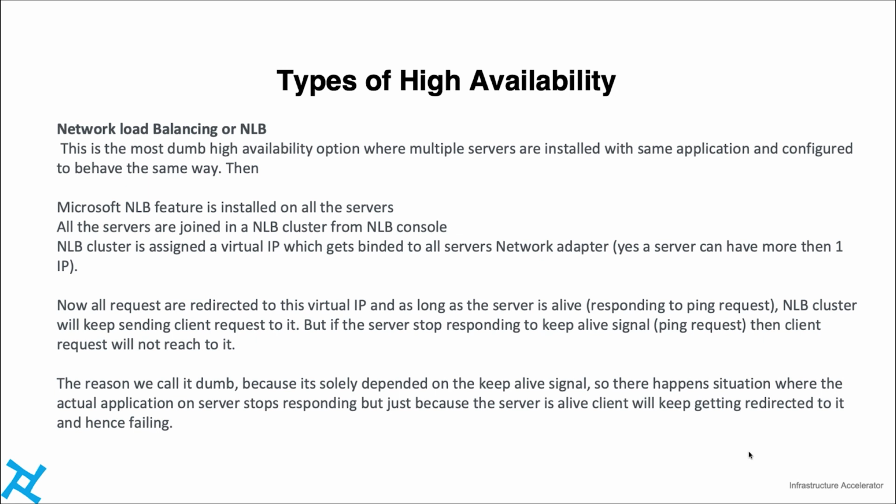The third level of high availability is called network load balancing. This is the dumbest high availability option, where multiple servers are installed with the same application and configured to behave the same way. So Microsoft network load balancing is really simple. Each application server is installed with an individual application, and they are configured exactly the same way. But these applications themselves don't know that there is any kind of high availability.